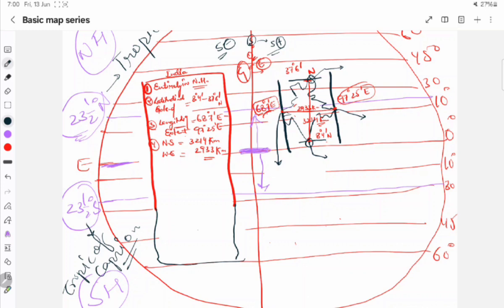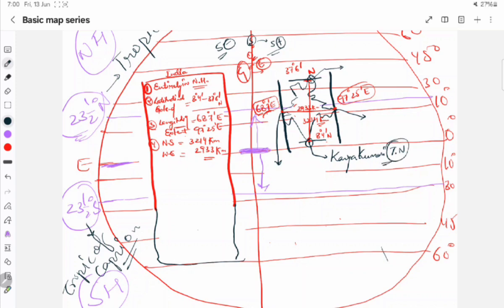Let's start from the beginning. We started from 8 degrees 4 minutes to 37 degrees 6 minutes. Keep these things on your fingertips: 8 4, 37 6, and from west to east it's 68 7, 97 25, right? So now we have the southernmost point, that is 8 4. What is the name? It is Kanyakumari, earlier named Cape Comorin. It is in Tamil Nadu.